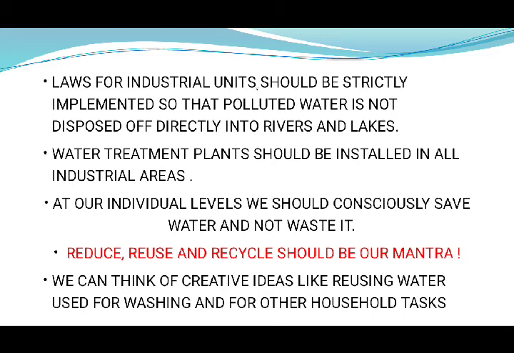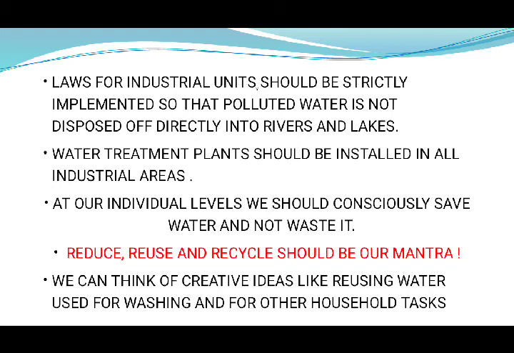Also, laws for industrial units should be strictly implemented so that polluted water is not disposed of directly into rivers and lakes. Water treatment plants should be installed in all industrial areas so that the wastewater emitted from the industries could be treated first and then added into the main water source. On our individual level, we should also be conscious in using water properly and saving it for our future generations.